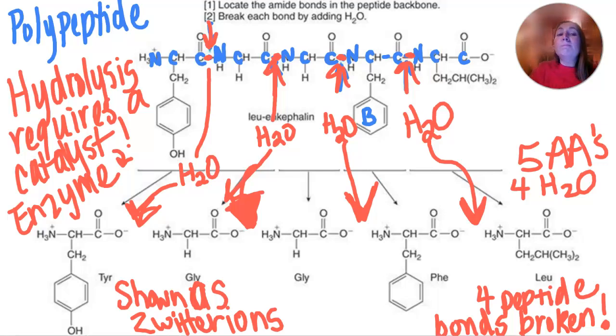So again, we are taking our amino acids and we are breaking the peptide bonds that hold them together. There's always one fewer peptide bond and one fewer water molecule needed than we have total numbers of amino acids. It's more natural to show them in their zwitterion form, but their actual charges are going to be pH dependent. You know, if you put it in an acidic or a basic environment, that could change that. And hydrolysis is going to require a catalyst like an enzyme.